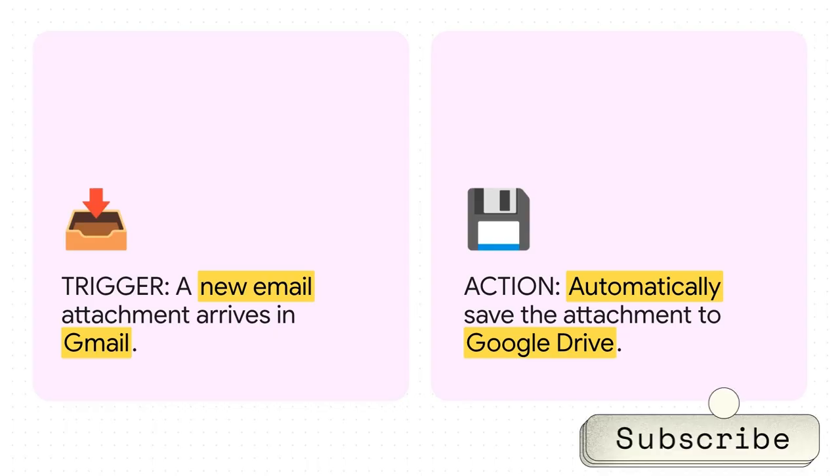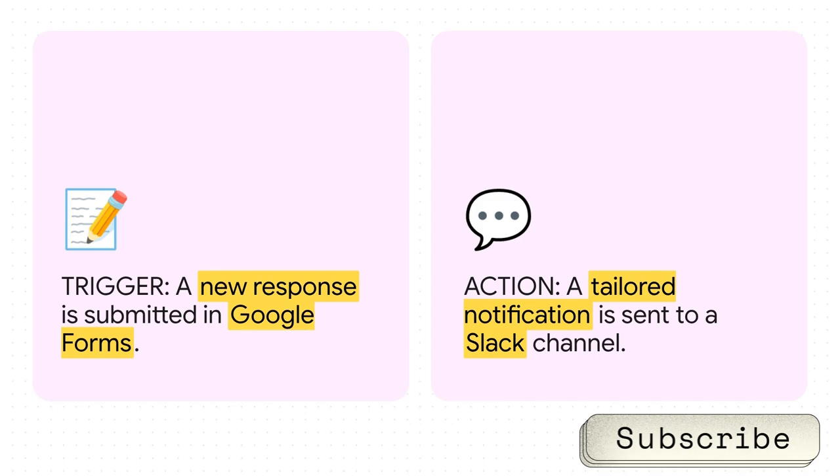It just happens. Now this one is a lifesaver for teams. Instead of one person having to constantly check for new form submissions and then tell everybody, this Zap does it instantly. A new response comes into a Google form and boom, a notification immediately pops up in a Slack channel. Everyone's in the loop in real time.